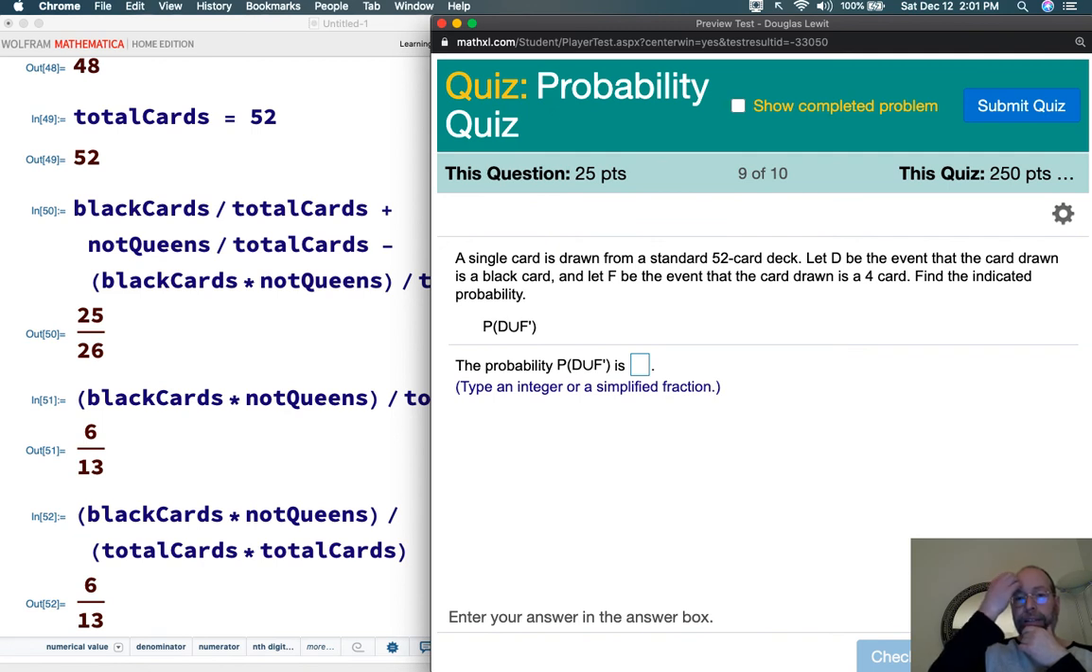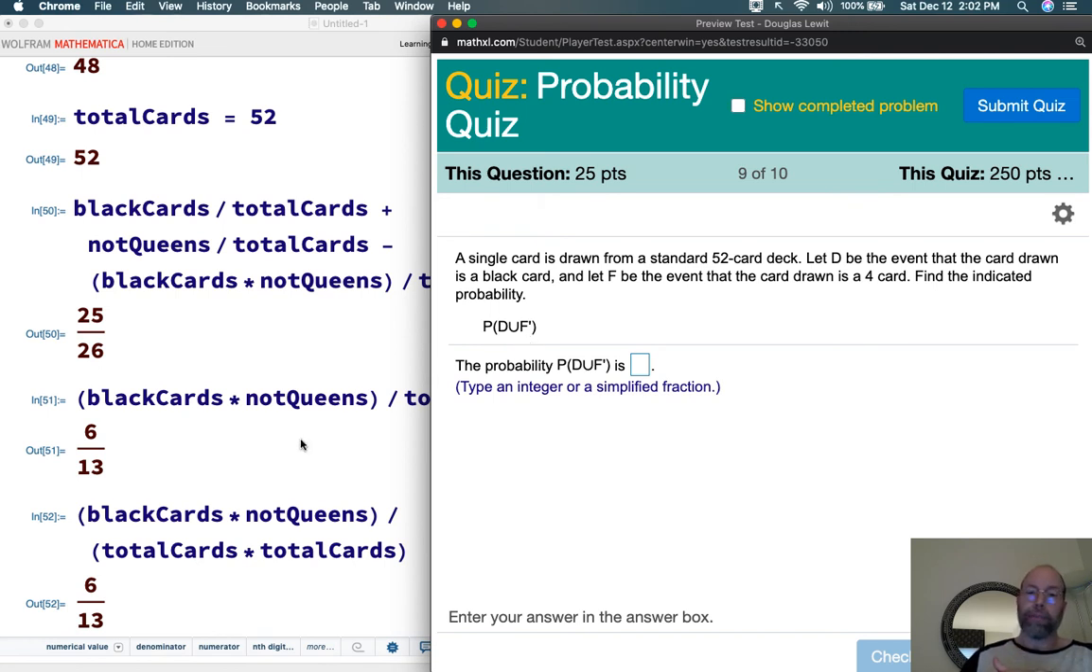Number 9. A single card is drawn from a standard 52 card deck. Let D be the event that the card drawn is a black card, and let F be the event that the card drawn is a 4 card. Find the indicated probability. So this time we're using OR logic. The probability of D or F prime.